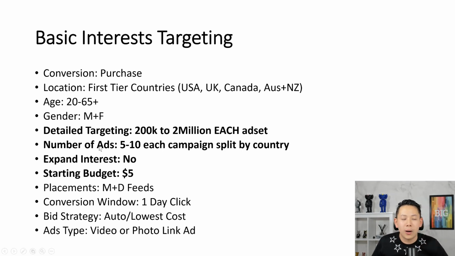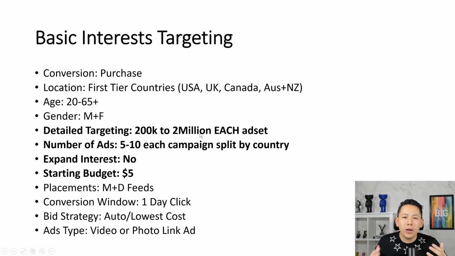I'm going to talk about the basic interest targeting. So as not to confuse you, for the detailed targeting, as mentioned in the tutorial, we want to target 200K to 2 million in each ad set. Remember, when you're creating an ad, you're creating one ad set. So you only want to target around 200,000 to 2 million people in each ad set.